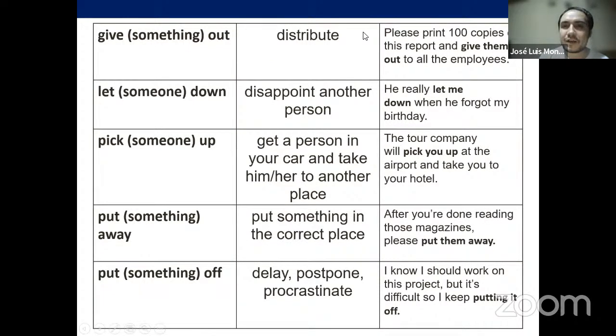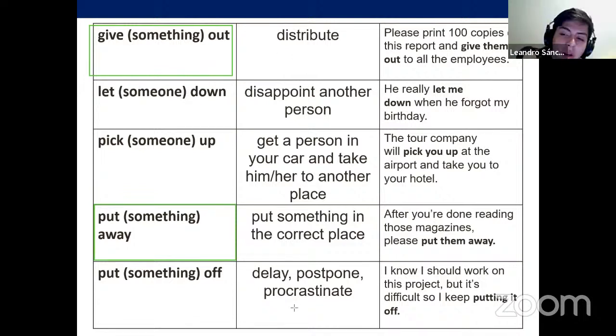So we're going to have, up here, give out, to distribute, let down, that's common, that's important, but not that one, and put away. All right, so let's read give out, please, Leandro. Give something out. Distribute. Please print 100 copies of this report and give them out to all employees.